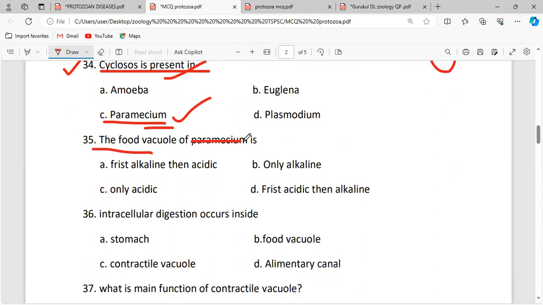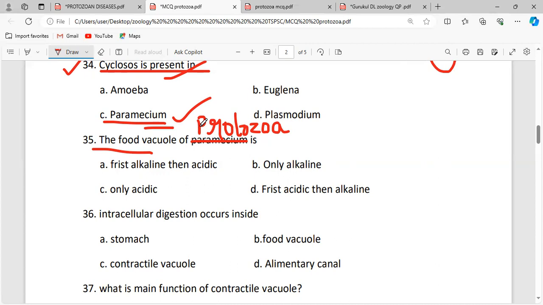Take this word and put it as the protozoa. The food vacuole of protozoa is, I have explained this, to digest the food. Half of the digestion will take place in one pH, and the remaining half of the digestion will take place in another pH.